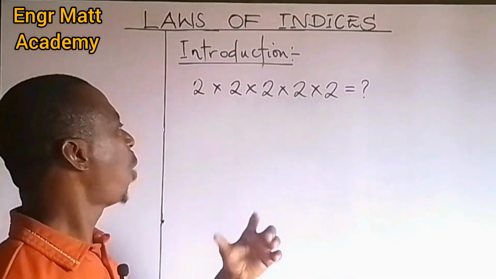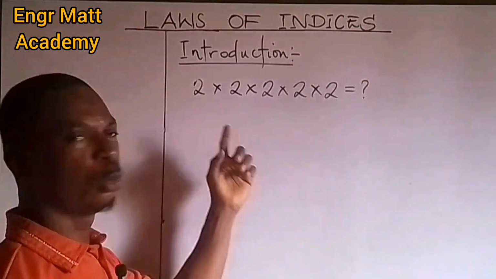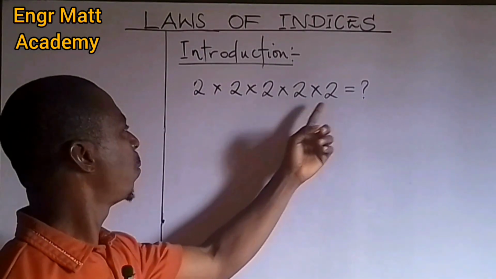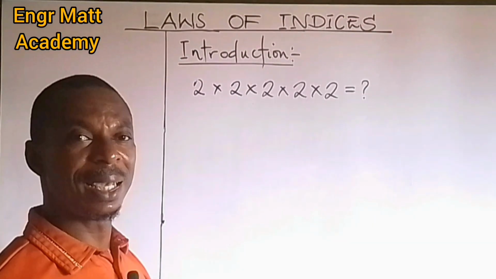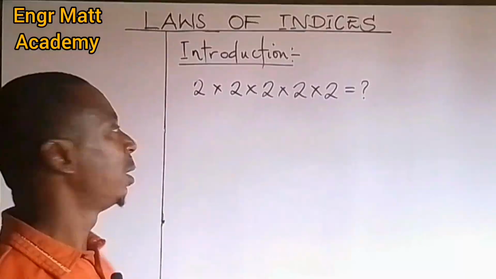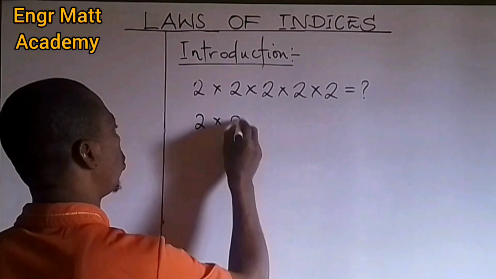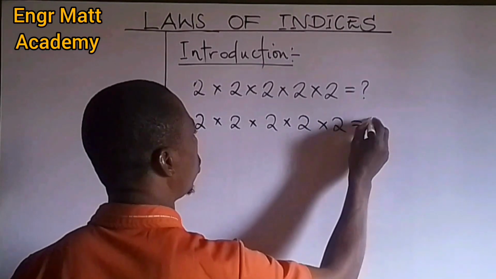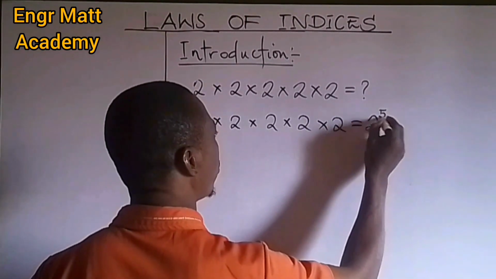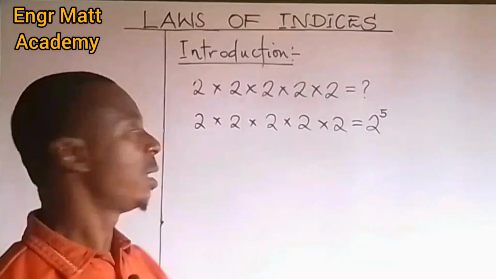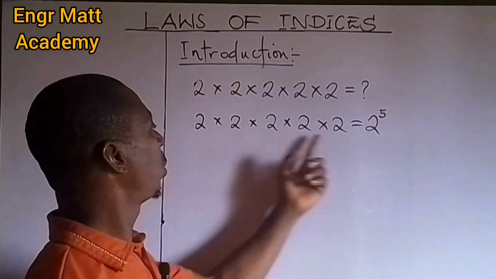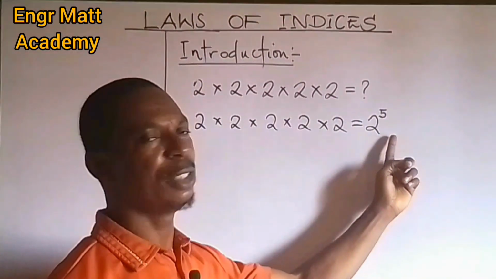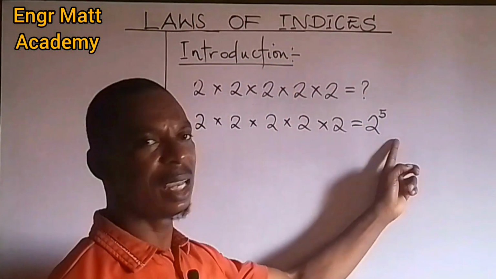For instance, how many times does 2 multiply itself? 1, 2, 3, 4, 5. So 2 multiplied itself 5 times. That is 2 times 2 times 2 times 2 times 2 is equal to 2 raised to the power 5. In mathematics, instead of writing 2 times 2 times 2 into 5 places, it is better to write it in this form. This is the index form.